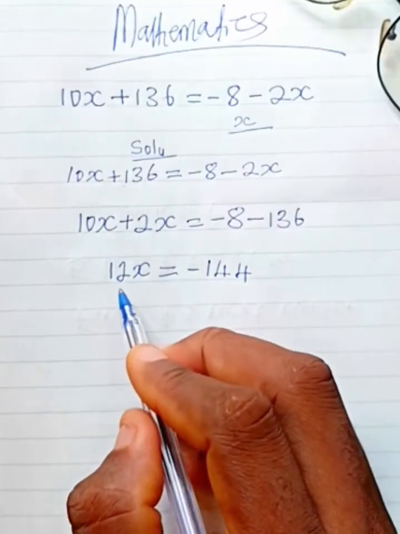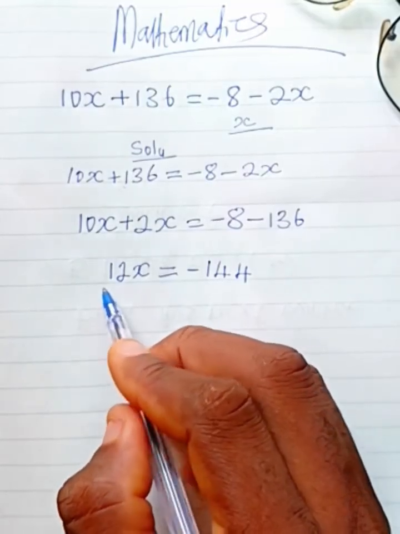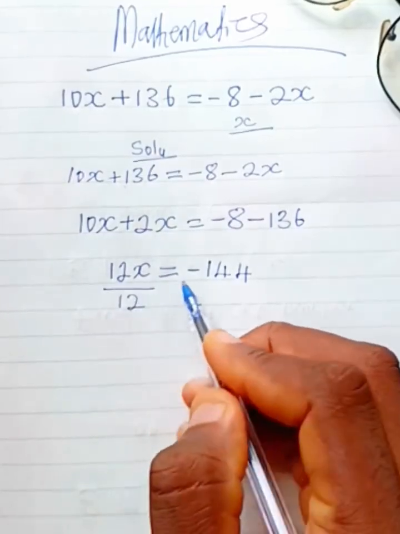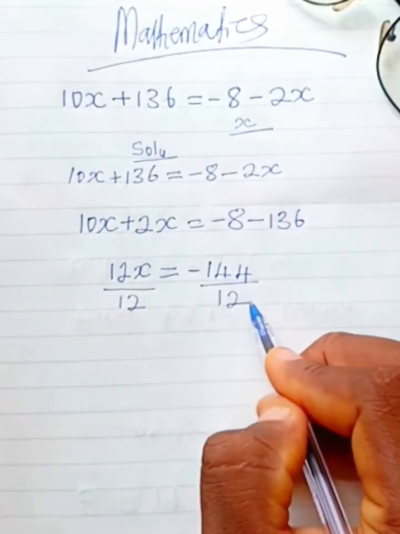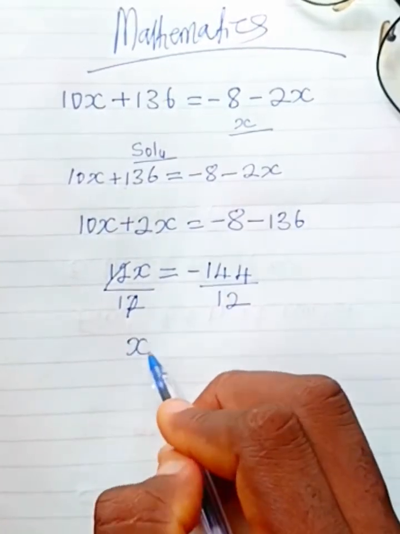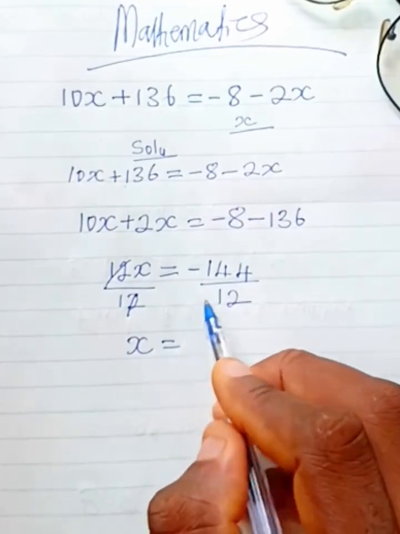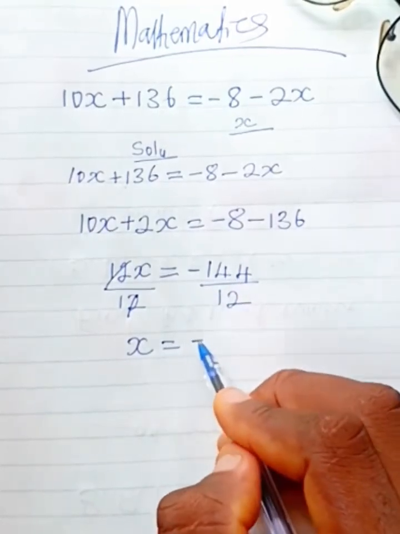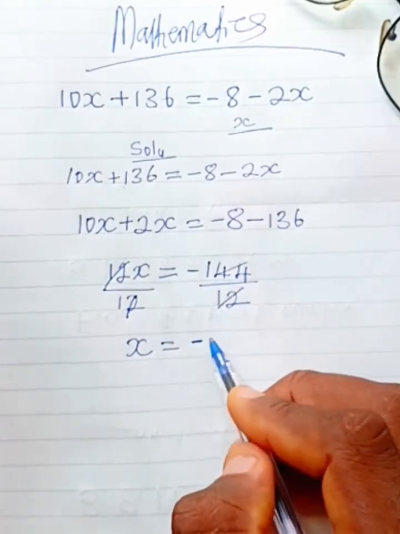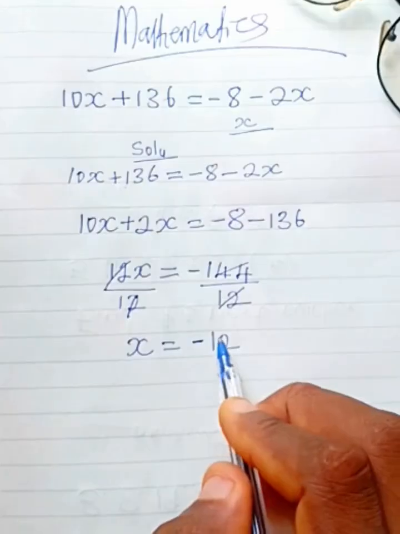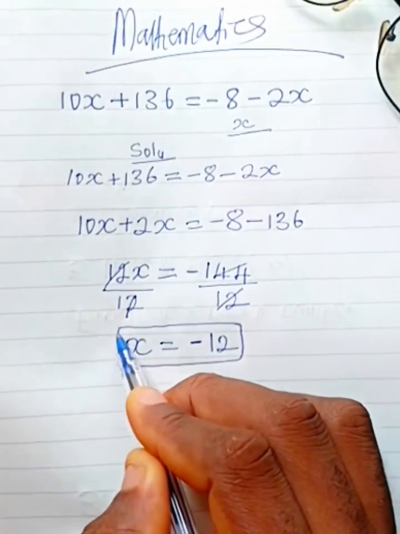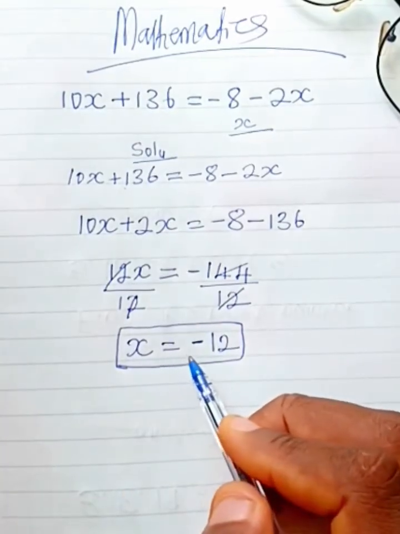The next step is to make x the subject of the formula by dividing both sides by the coefficient of x, which is 12. 12 can cancel 12. What do we have left? x equals, you bring down the minus, 144 divided by 12 gives you 12. What it simply means is that the value of x is minus 12.